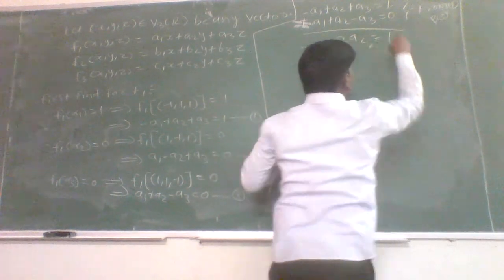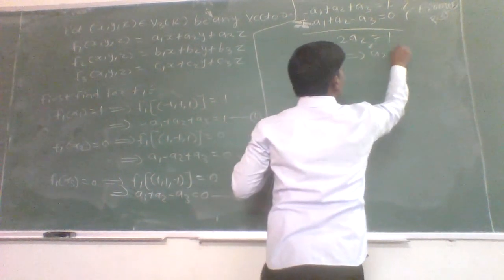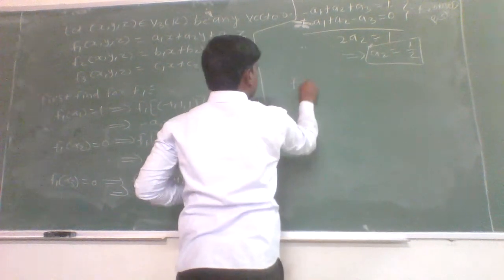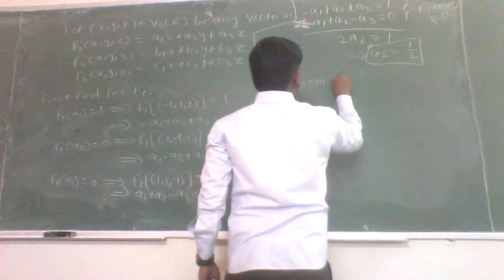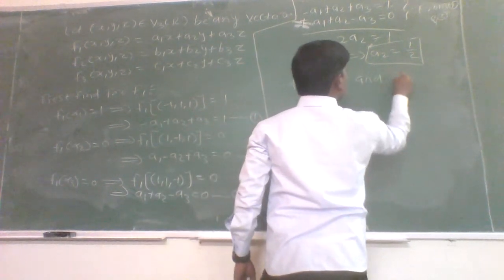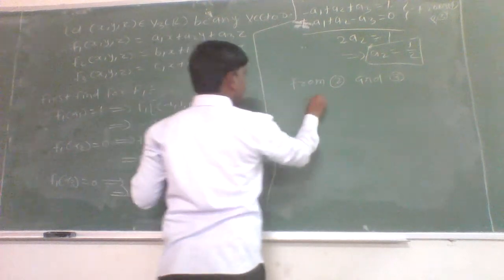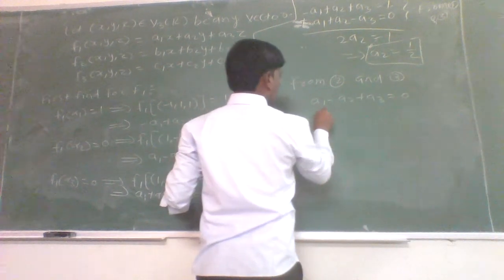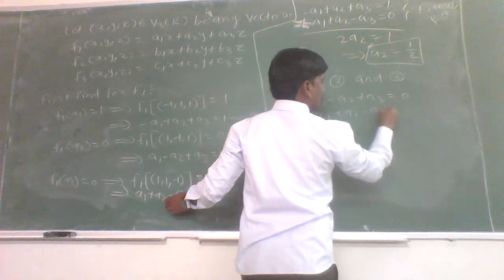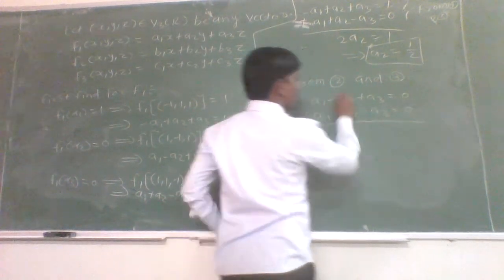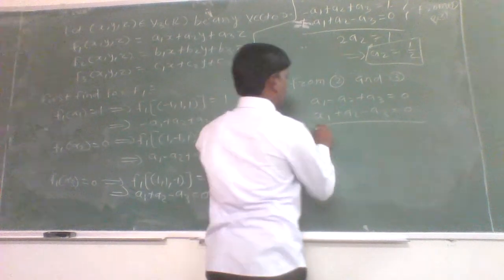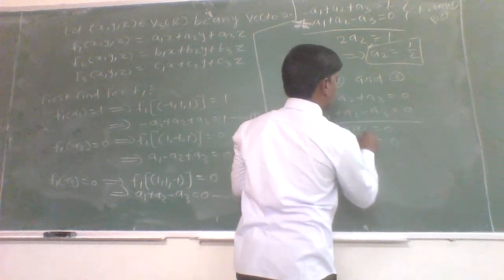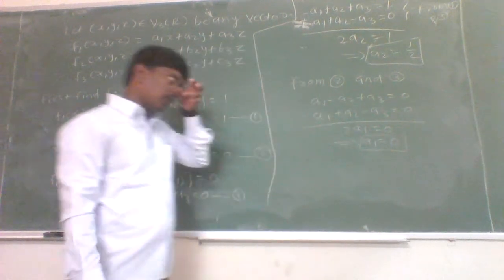2A2 will be equal to 1 plus 0, 1, which implies A2 is equal to 1 by 2. Now from 2 and 3, A1 minus A2 plus A3 equal to 0, A1 plus A2 minus A3 equal to 0. Now again add these two: minus A2 plus A2 is 0, plus A3 minus A3 is 0, and 2A1 is equal to 0, which implies A1 equal to 0. A1 equal to 0, A2 equal to 1 by 2.